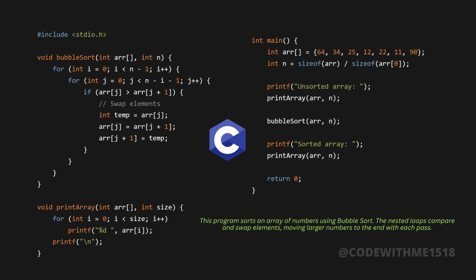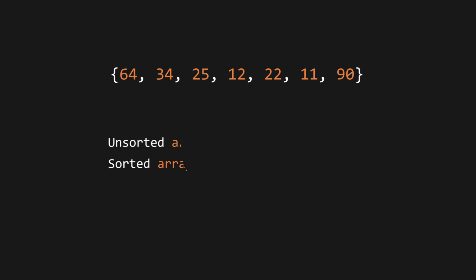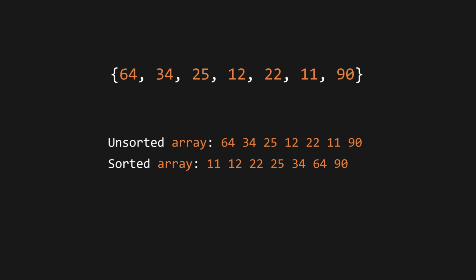This program sorts an array of numbers using bubble sort. The nested loops compare and swap elements, moving larger numbers to the end with each pass. If we run this program with the input 64, 34, 25, 12, 22, 11, 90, the output will be: unsorted array 64, 34, 25, 12, 22, 11, 90, sorted array 11, 12, 22, 25, 34, 64, 90.